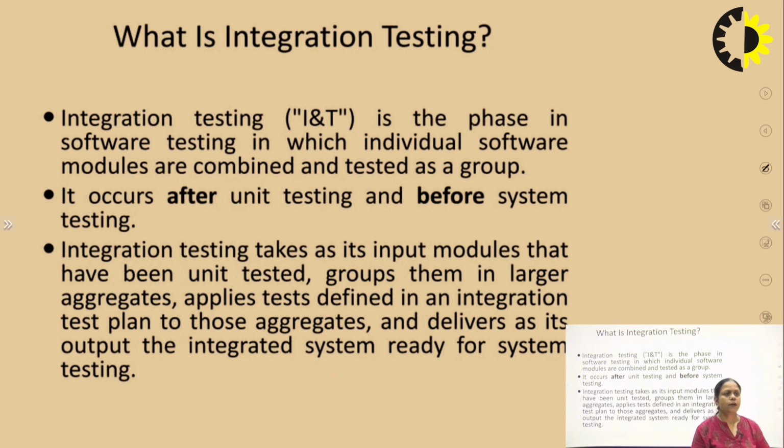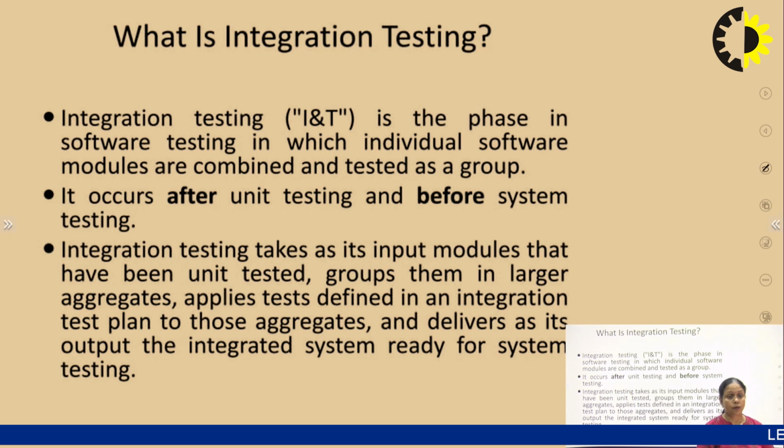Now next is integration testing. Integration testing is the phase in software testing in which individual software modules are combined and tested as a group. Because we have tested pieces of code and we have tested the modules, now we will integrate our modules, and then again we test them. When we integrate the modules, there is a possibility of different types of errors or bugs. So we will integrate the modules and check the output. It occurs after unit testing and before system testing.